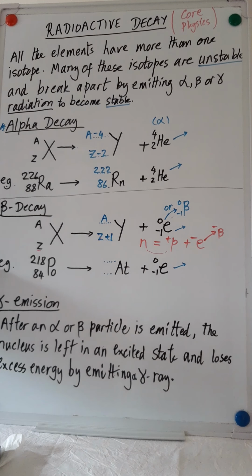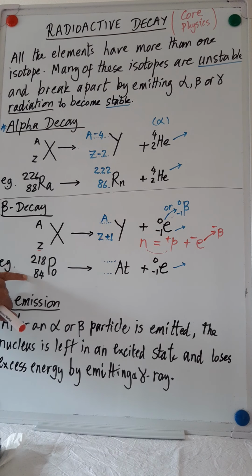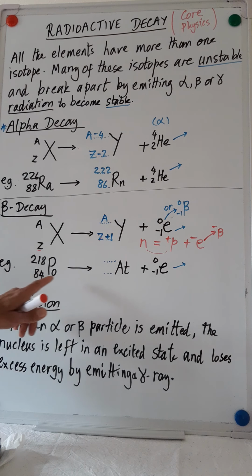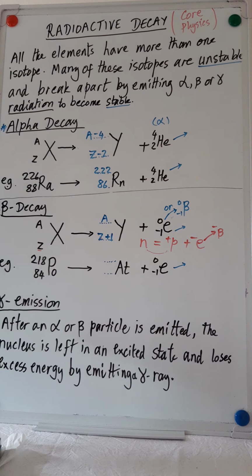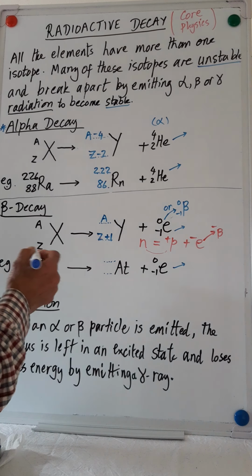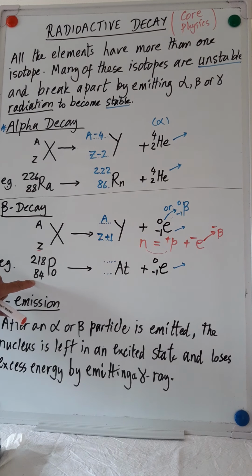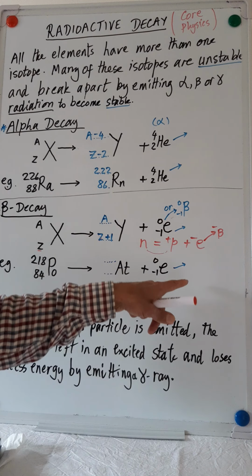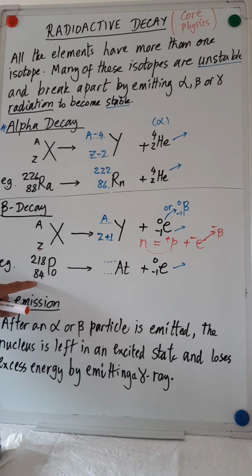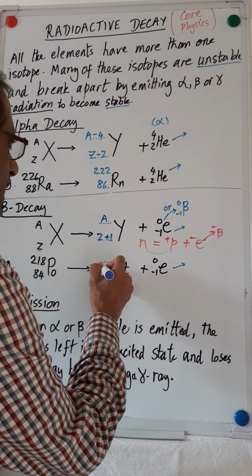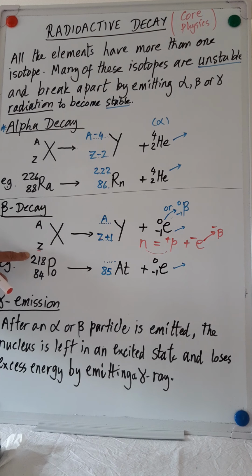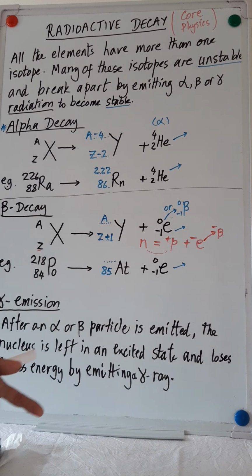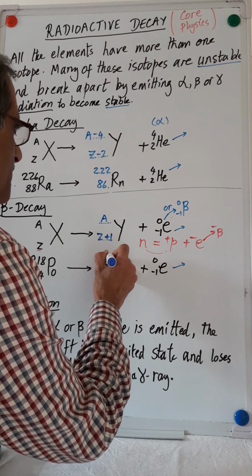I'll give an example of polonium-218, 84, decays by beta emission to astatine. Now, what will be the atomic number and the mass number of astatine? Well, the atomic number of this is 84. Now remember, one of the neutrons has changed to a proton, so we have one extra proton created. So the number of protons will be 84 plus 1, which is 85. And its mass number, because the electron is so small, it doesn't affect the mass number, so that stays the same, 218.